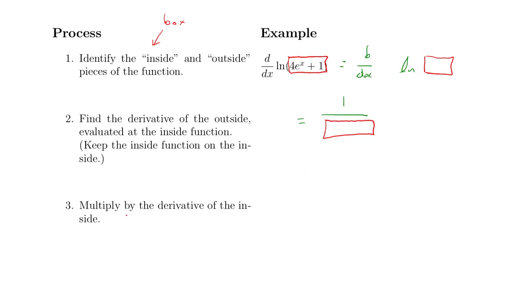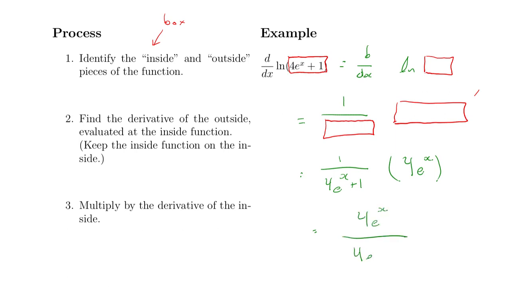Then we got to multiply by the derivative of the inside, which our inside is box, so I'm just going to say box prime. And now we can fill that all in. We can say our box was 4e to the x plus 1. And the derivative of that box, the derivative of the inside part, is just 4e to the x. So we can combine all this together and get 4e to the x over 4e to the x plus 1.